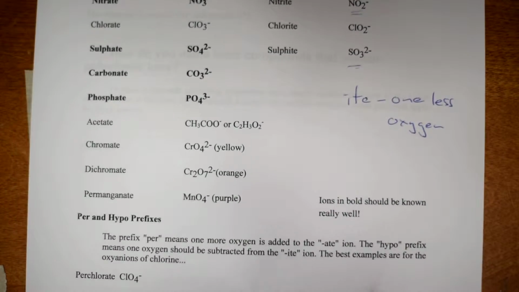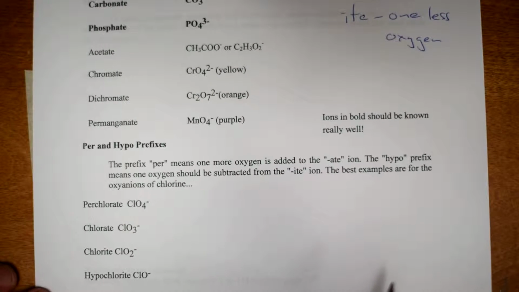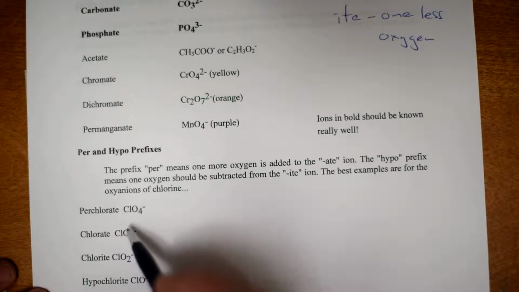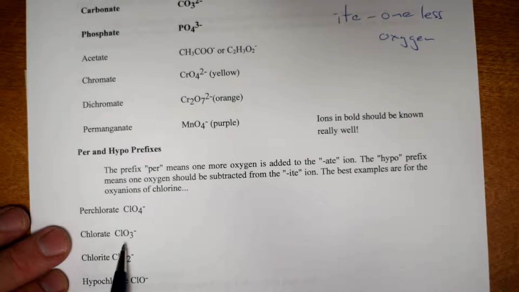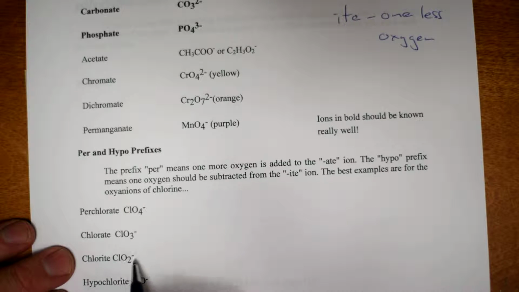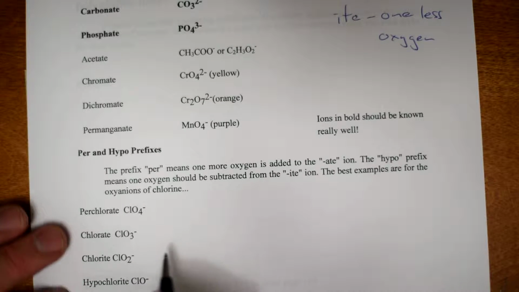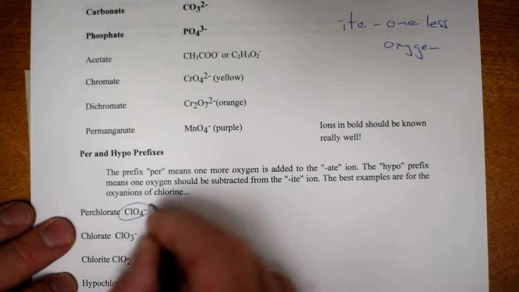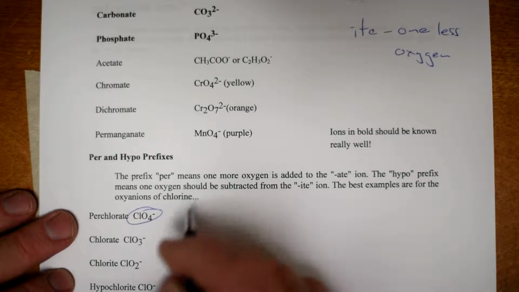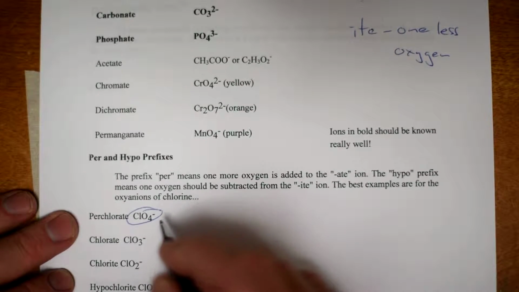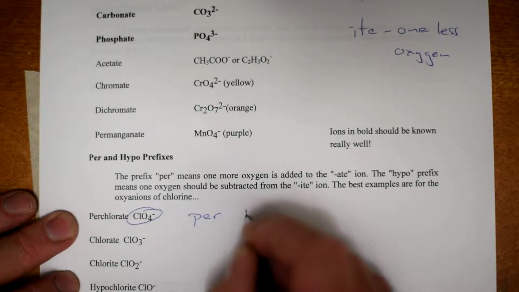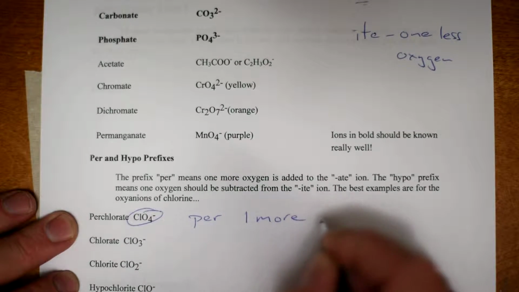Now, there are some other ions that we should know, and I've chosen the chlorine family for this. There's our chlorate, ClO3 minus, that we have up here. Chlorite, one less oxygen. Now, perchlorate, this is a nasty, very explosive anion, ClO4 minus. So "per" is one more oxygen than the "ate."